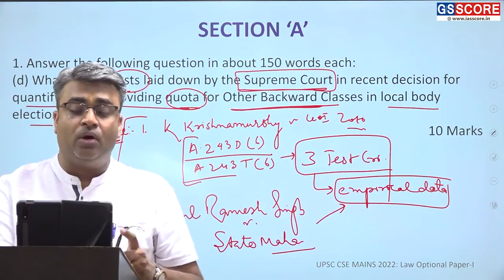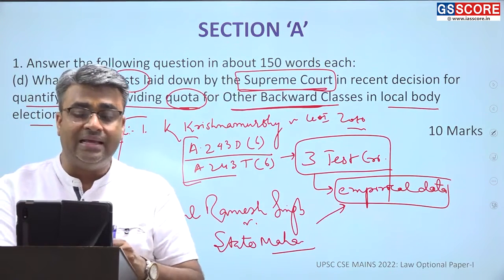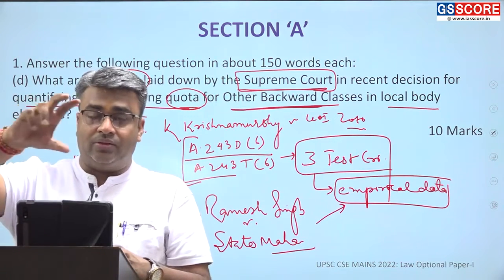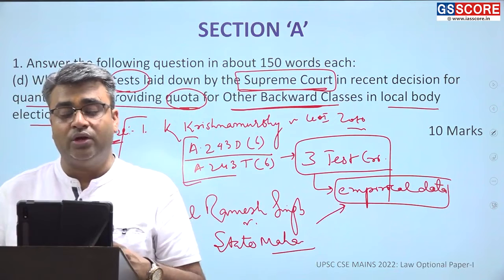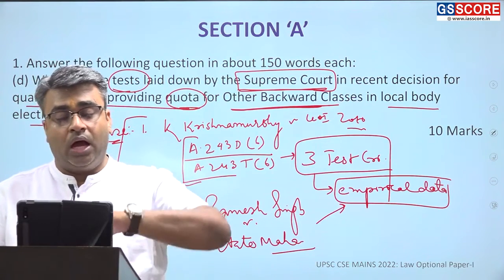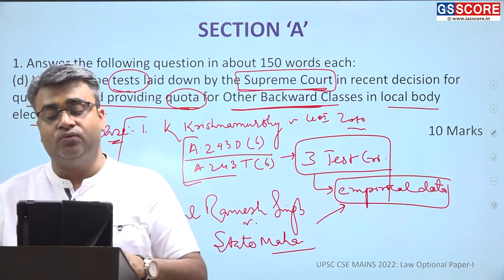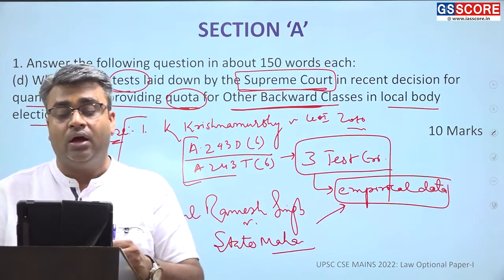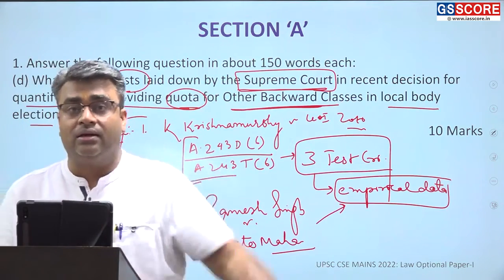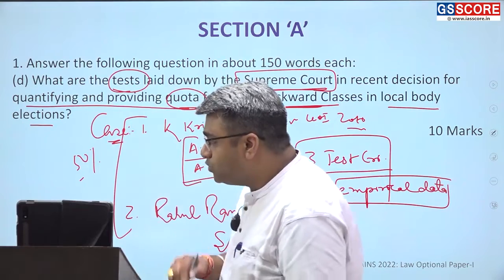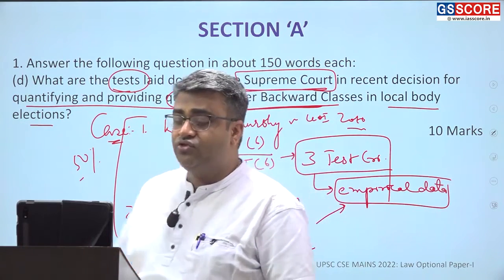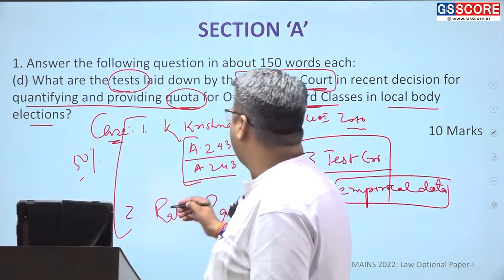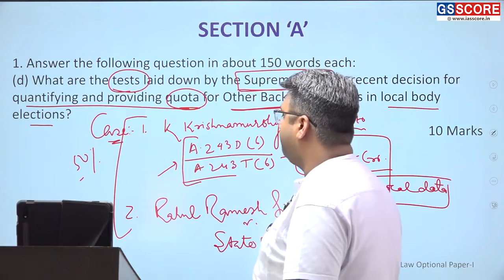You have to first mention the origination of this triple test criteria in the K. Krishnamurthy case. Then mention the parameters laid down by the Supreme Court. Then you can also mention how Article 15(4) and Article 16(4), which are the basis for reservation in education and employment, are different from this. Because Article 15 clause 4 and Article 16 clause 4 talk about reservation in education and employment, but for this kind of reservation, we have to refer to Articles 243D and 243T.